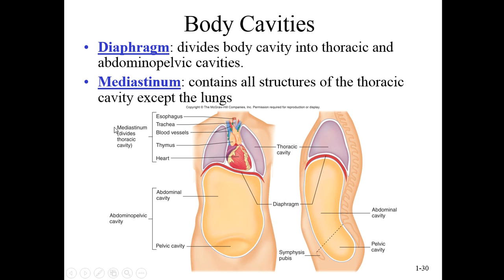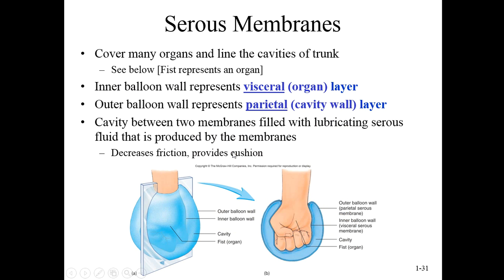There's also this strange little cavity called the mediastinum, and it divides the thoracic cavity. The great vessels like the aorta and the superior vena cava are passing through that space, the mediastinum. And then the heart is contained within its own pericardial cavity.